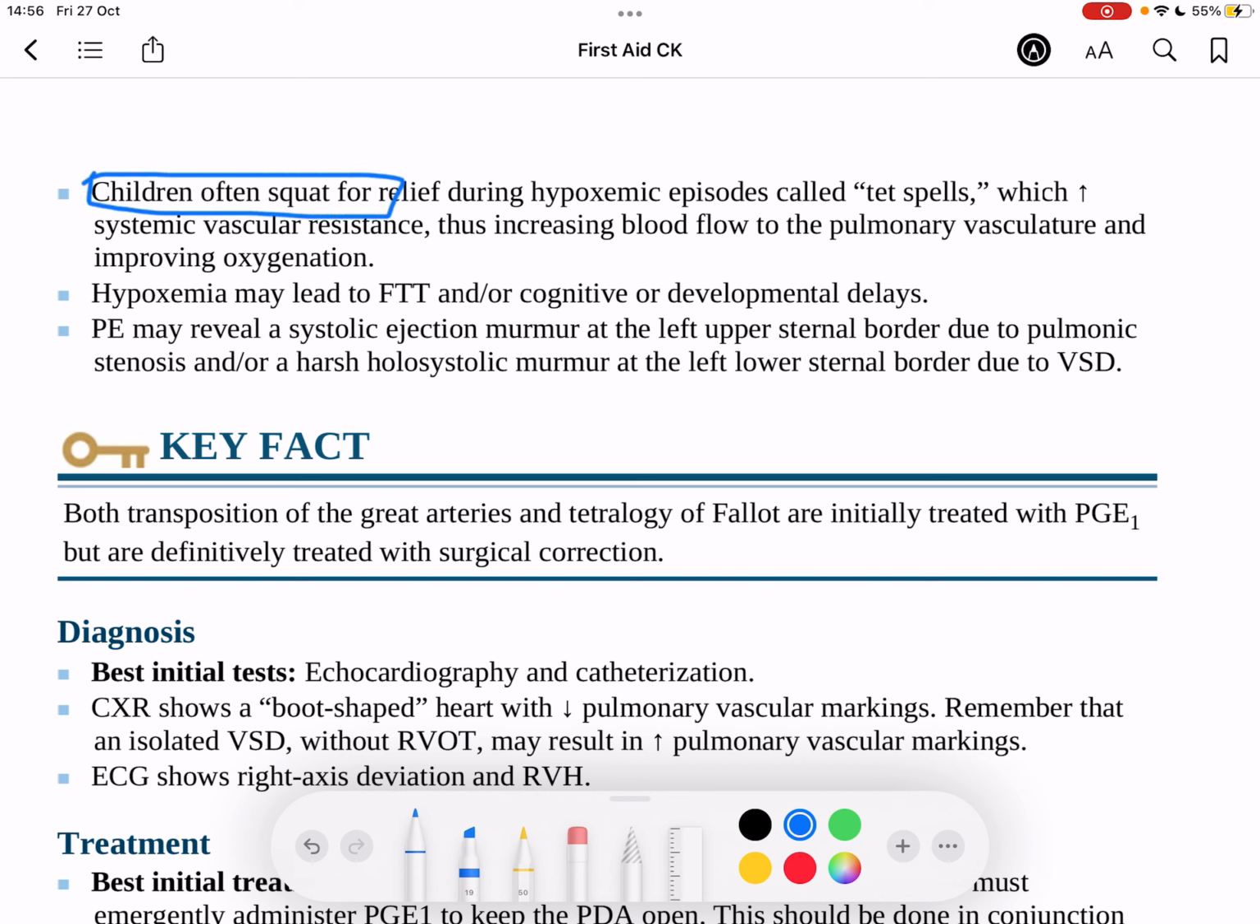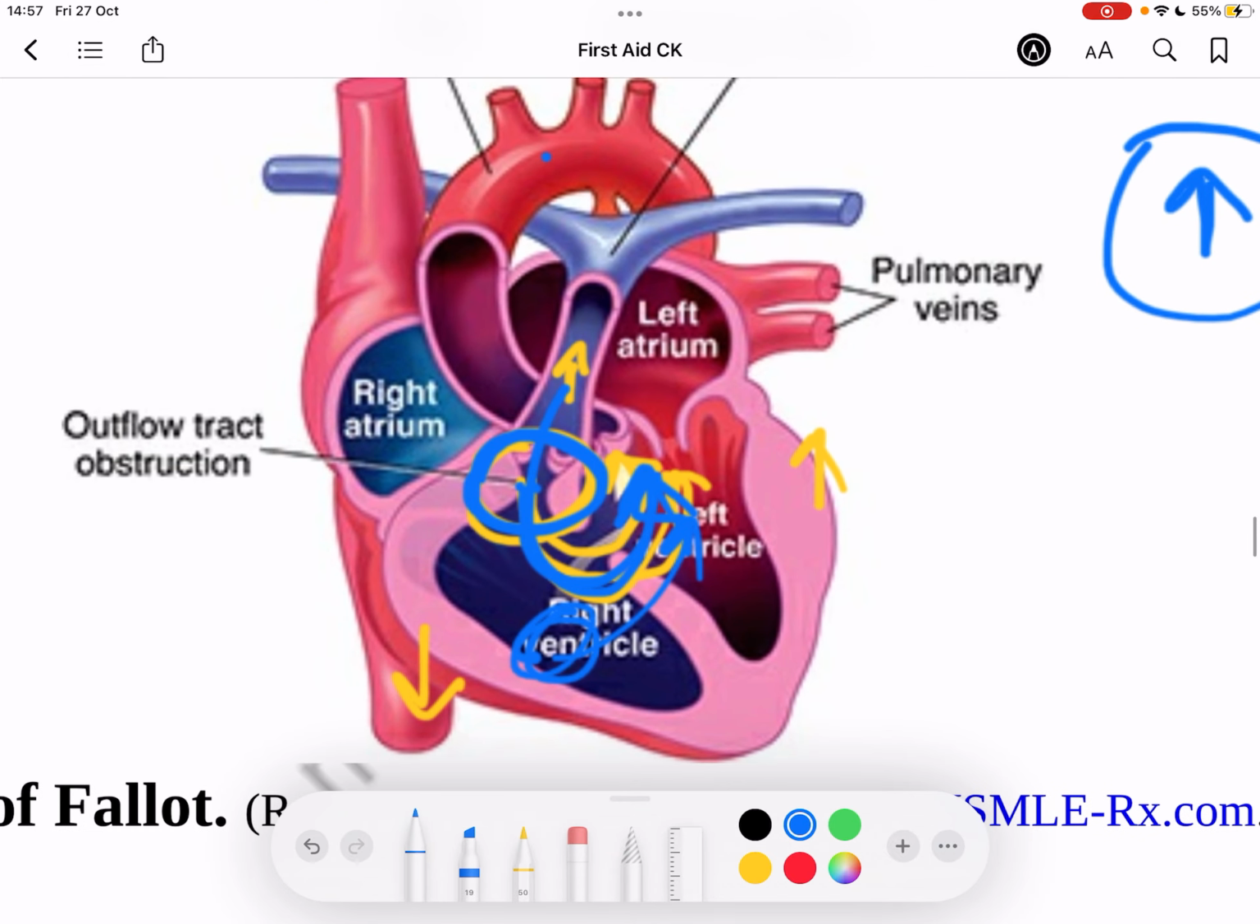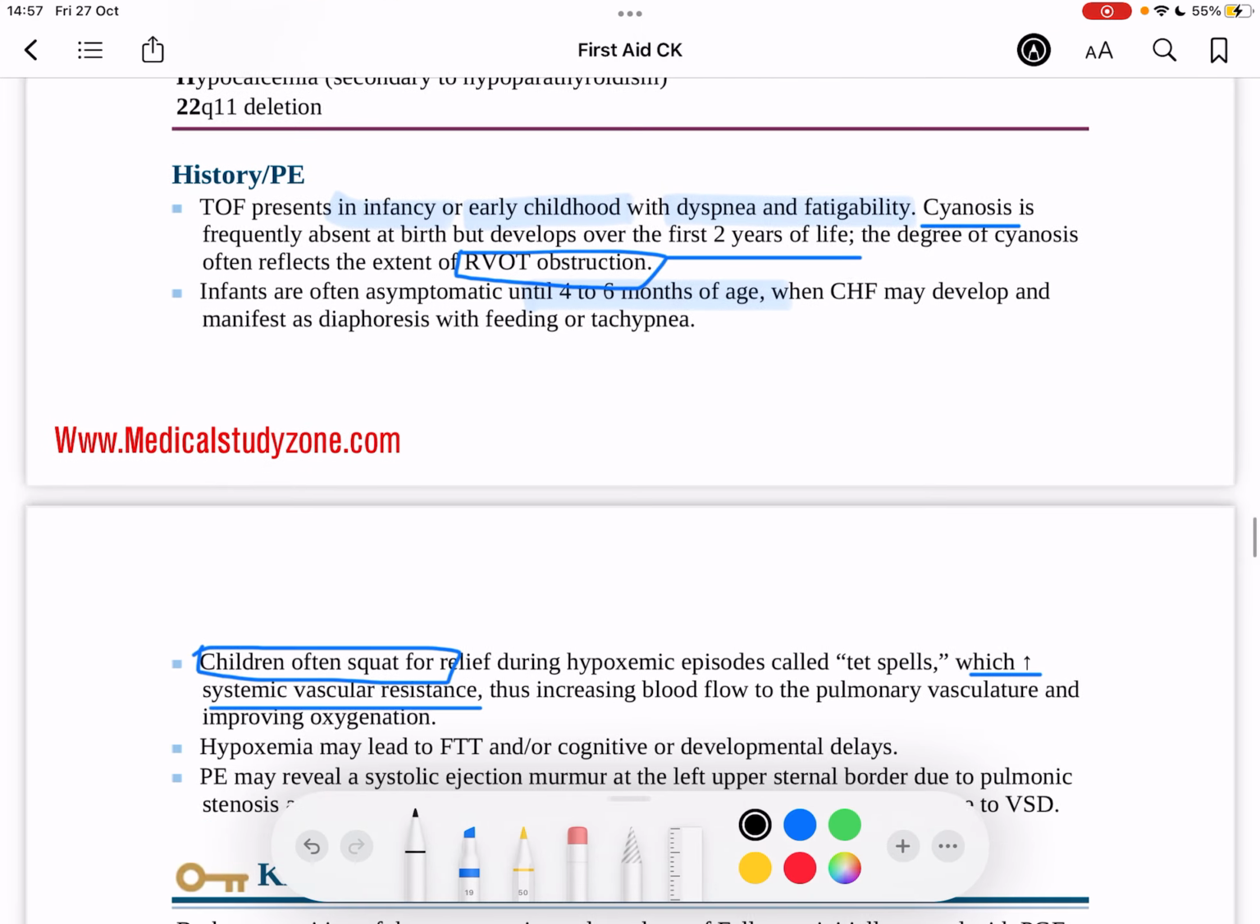The squatting essentially increases the systemic vascular resistance, thus increasing the blood flow back into the pulmonary vasculature. So if a child squats, that's going to increase the pressure in this system. Therefore, I increase the pressures in the left side of the heart. So that's going to sort of stop this shift, okay? It's going to stop this right to left shift, and it's going to push more blood back into the pulmonary circulation.